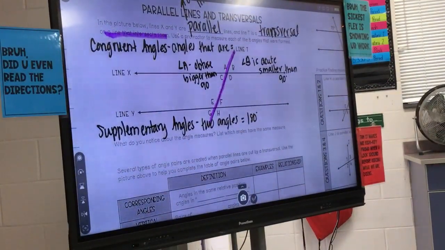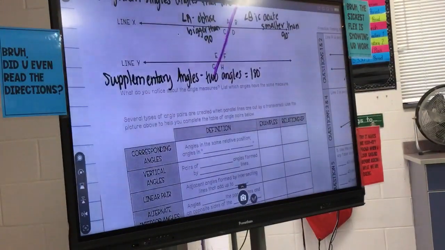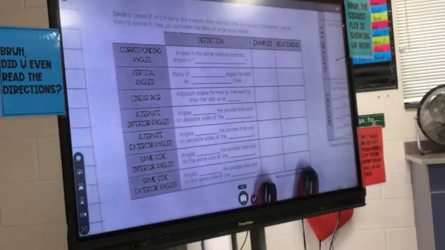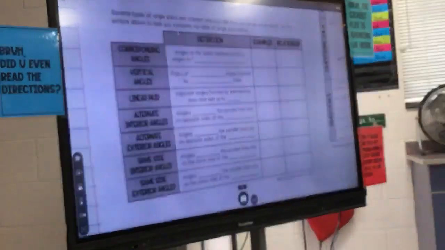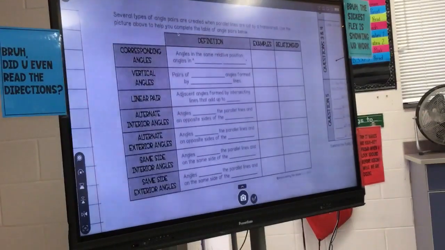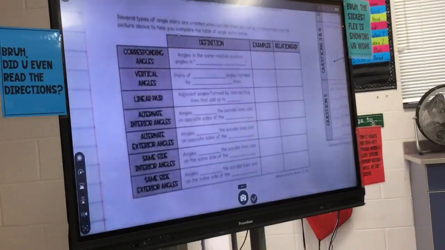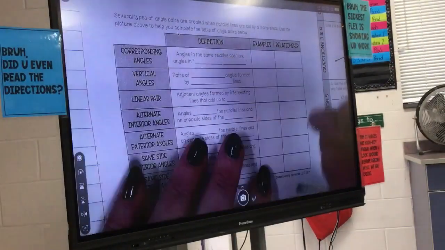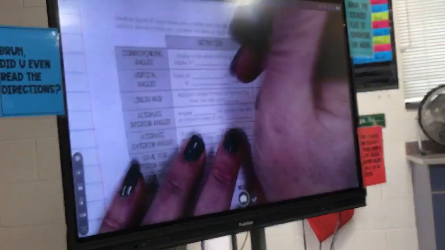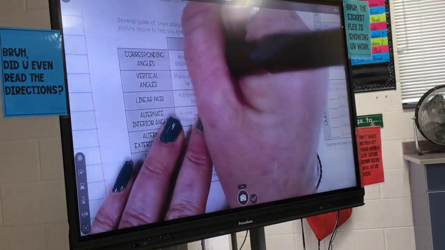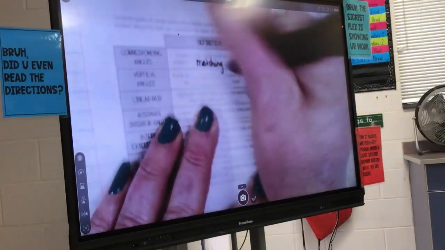All right, so we're going to talk about some vocabulary since we clearly don't remember a whole lot of anything. All right, so slide down here. We have lots of different types of angles, and we're just going to simply write the definition, give an example of them, and then write if they're congruent or if they're supplementary. So corresponding angles are angles in the same relative position, so angles that have matching corners.